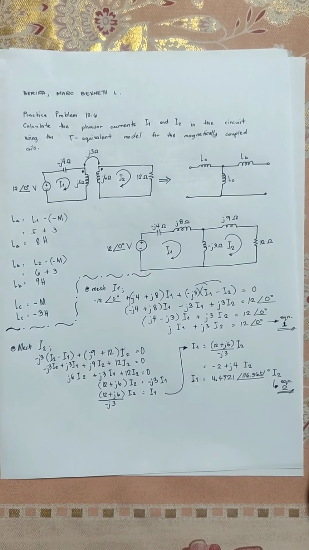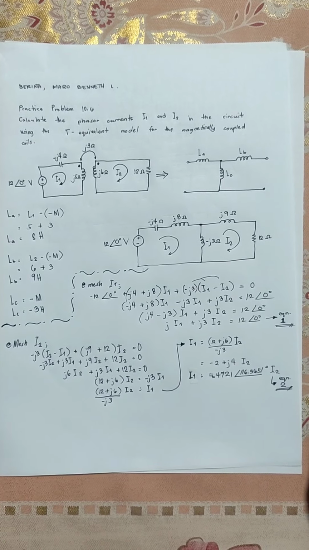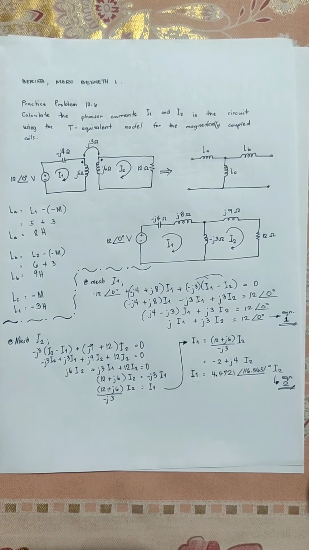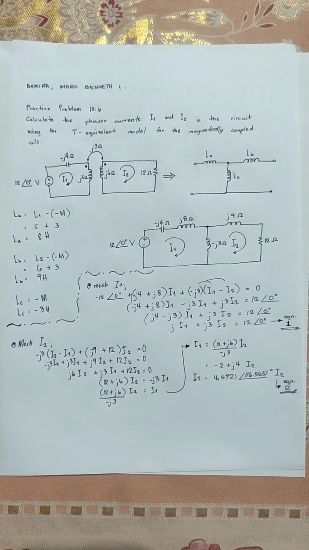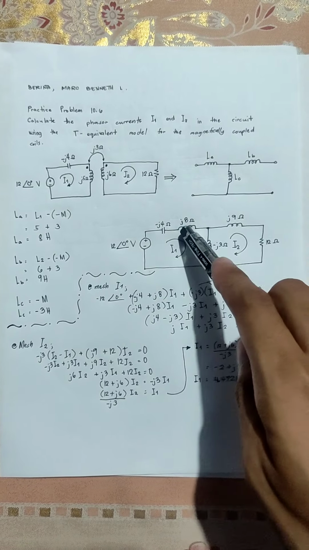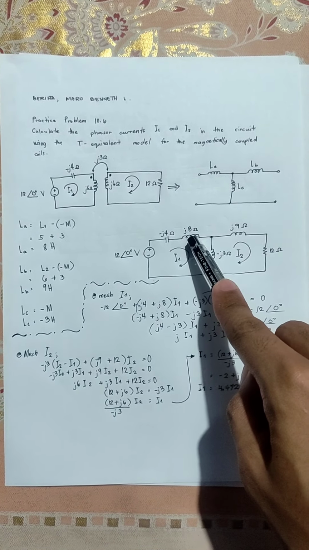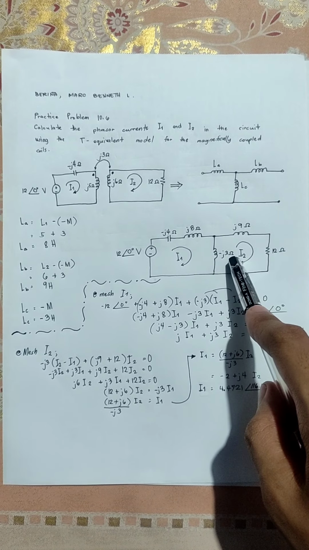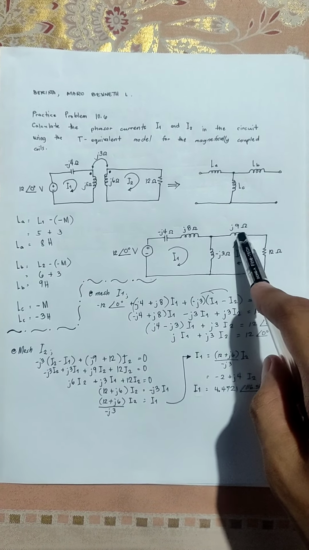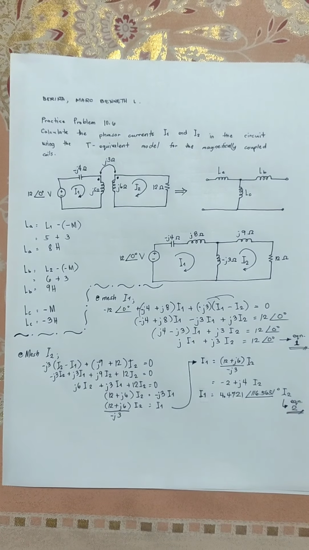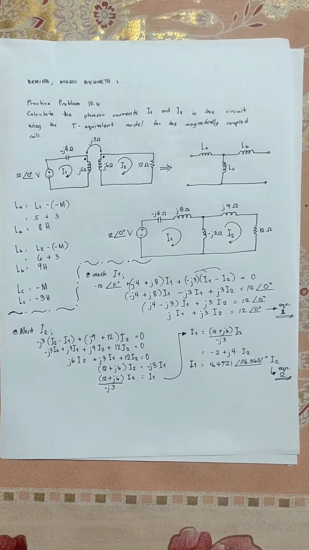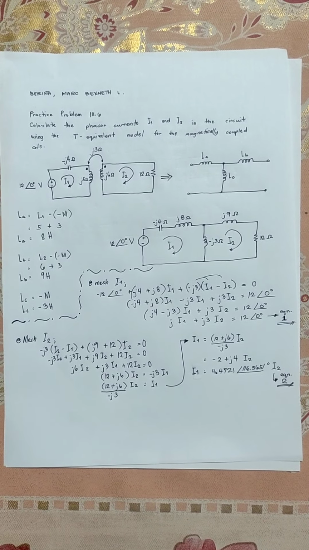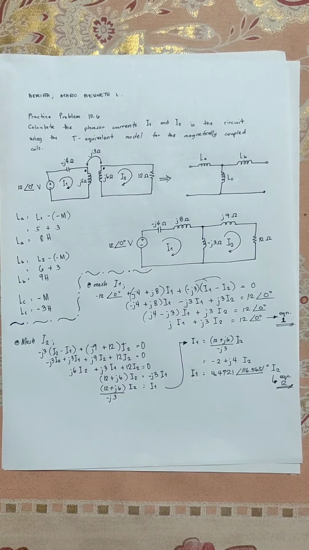Now we will redraw the main circuit and convert the coils into the equivalent model. We have L sub A equal to J8 ohms, L sub C negative J3 ohms, and L sub B J9 ohms. We will use the new circuit diagram in finding I1 and I2.